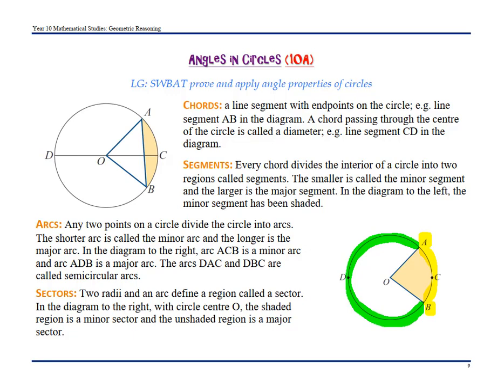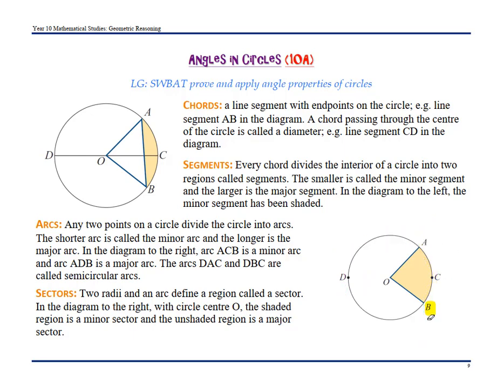With those points I do have another two arcs. I could have DAC, and I also have CBD. Those two other arcs are called semicircular arcs because they go around as a semicircle.